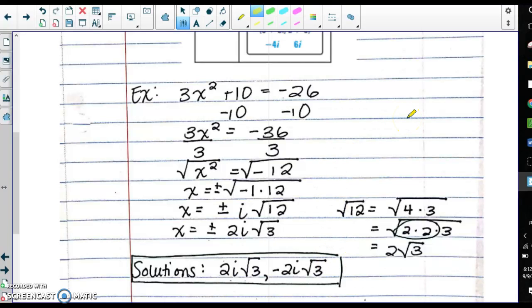So pretty much anytime you see a negative under the square root, you're going to take out i, okay, anytime. Because that negative is basically a -1, and the square root of -1 is i. All right.